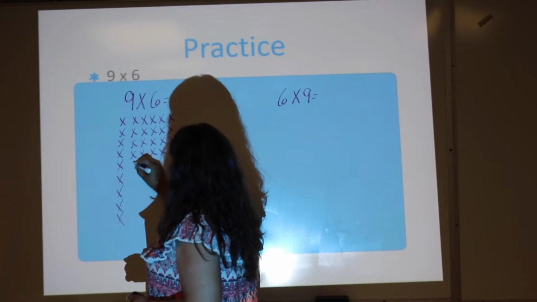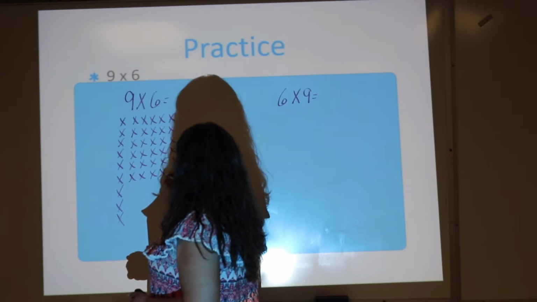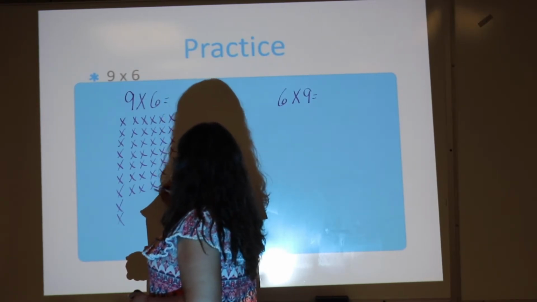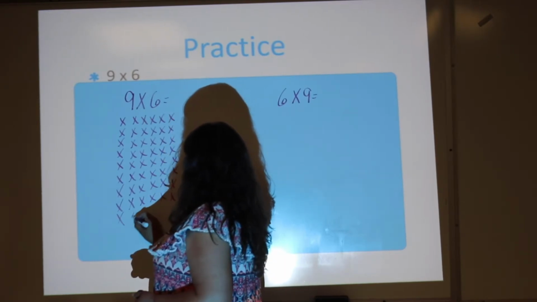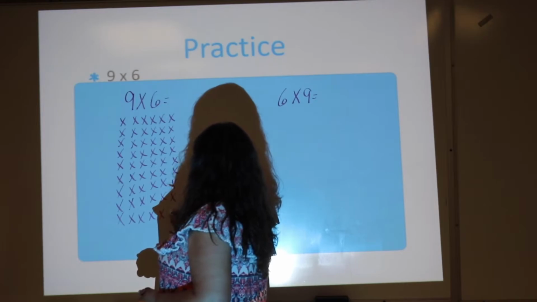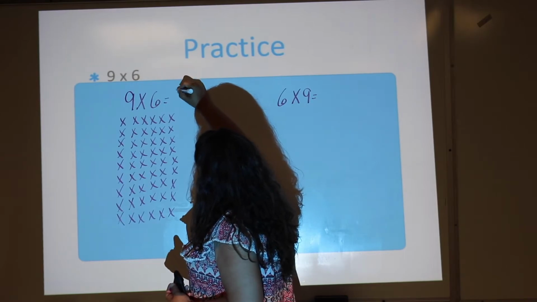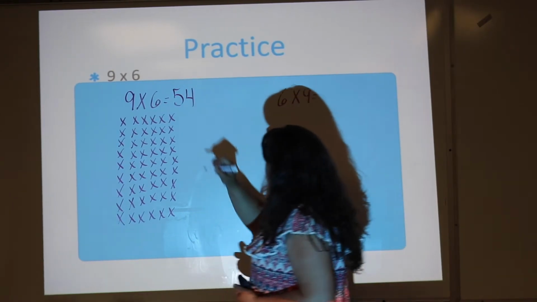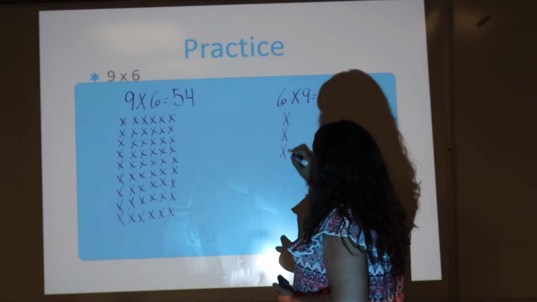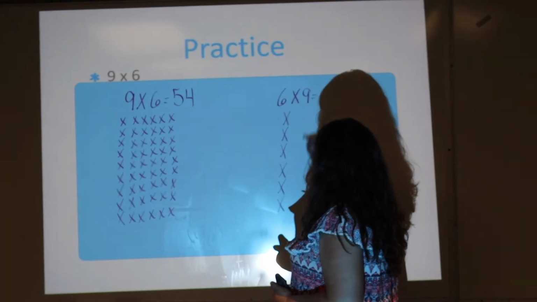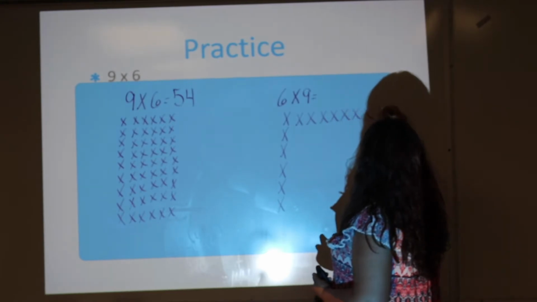This takes a little while. So remember, what I'm making right now is an array for this problem. And if I count these all up, I'm going to end up with 54. Now I'm going to do the same thing with 6 times 9. I'm going to have 6 rows, with 9 in each.